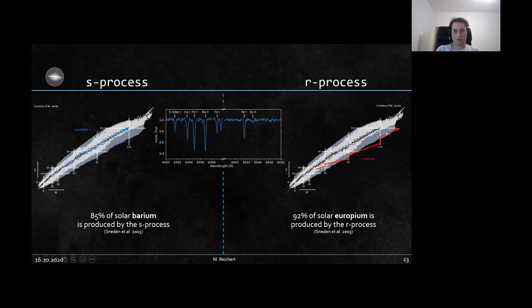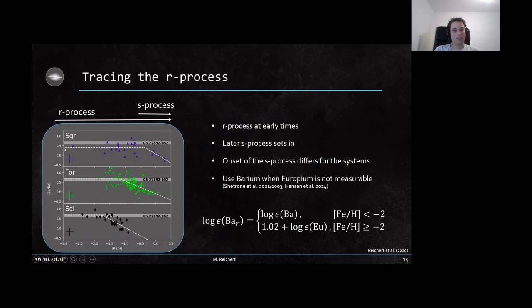But we can still use barium if we look at the europium over barium ratio, where we basically see the same structure. We have a plateau at the beginning, followed by a decrease at later metallicities. But this time it's not caused by core-collapse supernova and type Ia supernova, but by the r-process at early times and by the s-process at late times that produce more barium than europium. This is very nice because we can now define a quantity called barium-r and just use barium at low metallicities, where the whole barium is produced by the r-process. And at higher metallicities, we still use europium and scale it somehow to the barium scale by assuming that both are produced in a robust ratio.